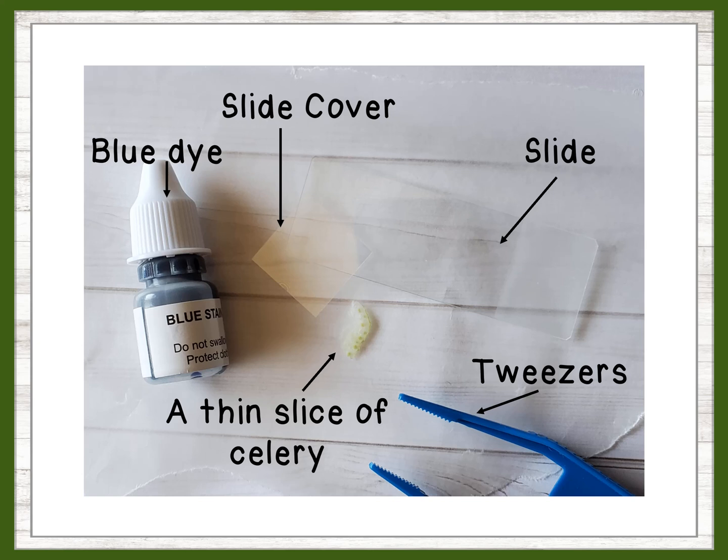In a small jar or a container, add 5 to 10 drops of food coloring. Then add the same amount of water, 5 to 10 drops. Also, be sure your celery sample is as thin as possible.